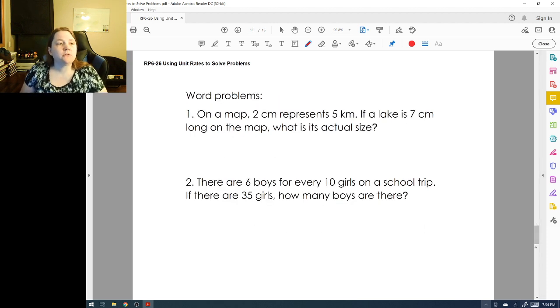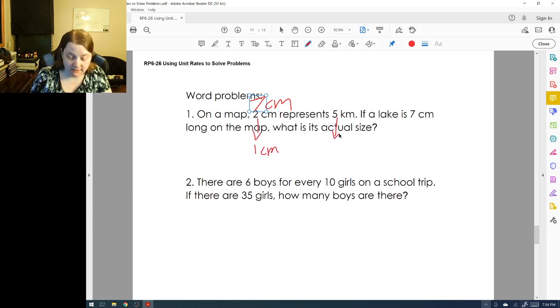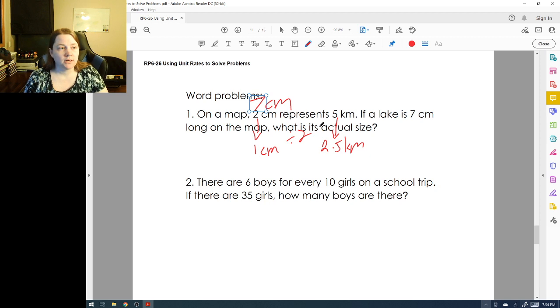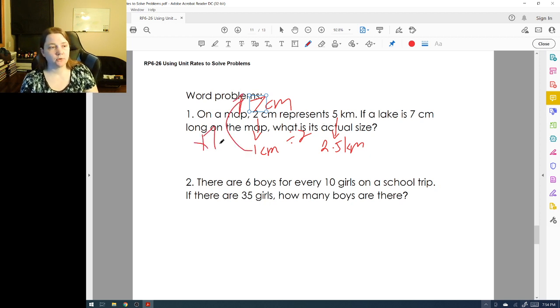On a map, 2 centimeters represents 5 kilometers. If a lake is 7 centimeters long on the map, what's the actual size? Well, first we need to get that centimeters down to a unit rate of 1 centimeter by dividing by 2. 5 divided by 2 is 2.5 kilometers. Now that we've divided by 2 to get the unit rate, we need to multiply times 7 to get to our actual question.